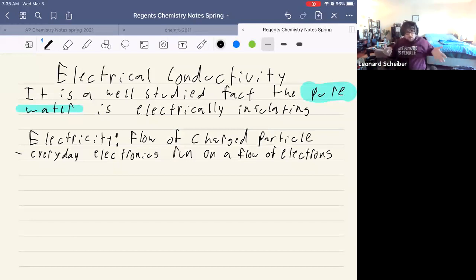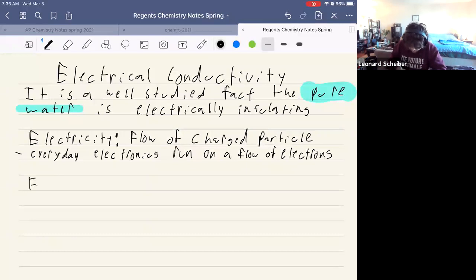But you can also get electricity from a flow of protons. It doesn't happen as much because they're less stable on their own, I guess. But it is possible, and it has happened. But mostly we talk about flow of electrons, but technically electricity is the flow of charged particles, like I said.